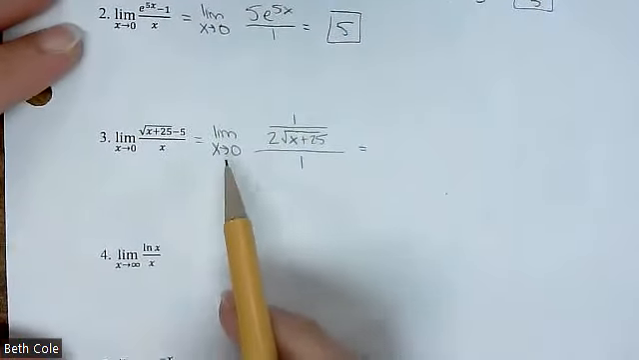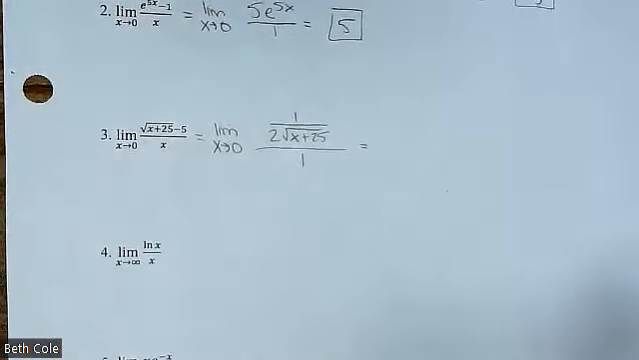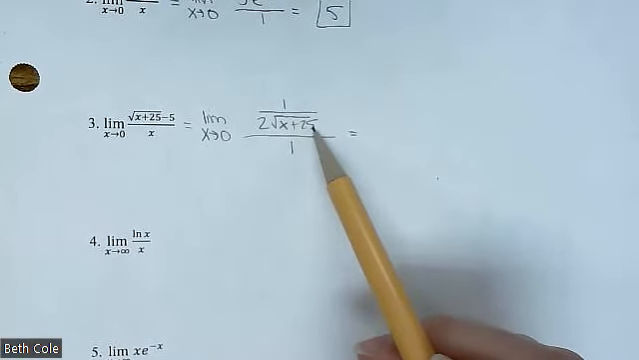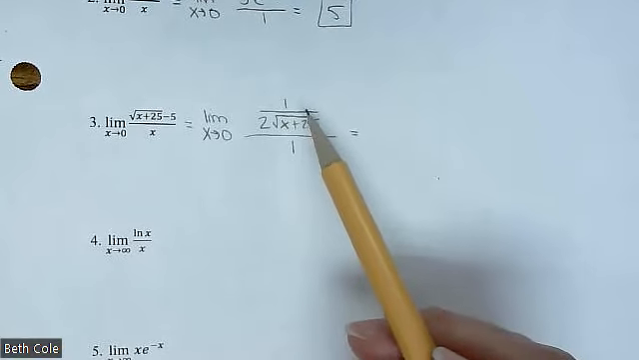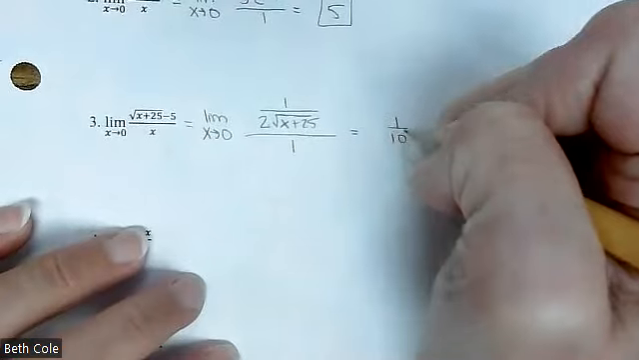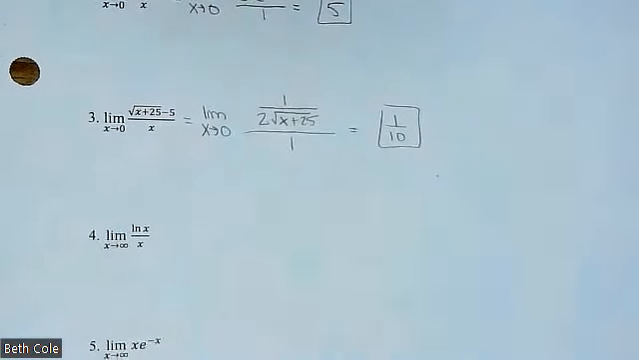And then you're going to plug in 0. And this is why it's so important to write limit, so you remember what to do at the end. Plug in 0. 0 plus 25 is 25. Square root of 25. 5 times 2, 10. So 1 over 10. Over 1, which is not going to change it.